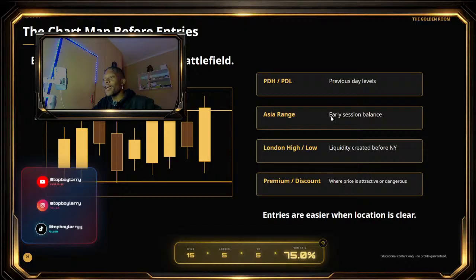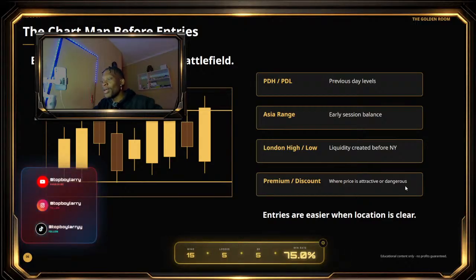PDL, PDH: previous daily low, previous daily high. Asia range is basically the range that we have had previously during around 1 a.m., 2 a.m. London session high, London session low: this is the current session high and low that we are in. This is the one that we are dealing with.